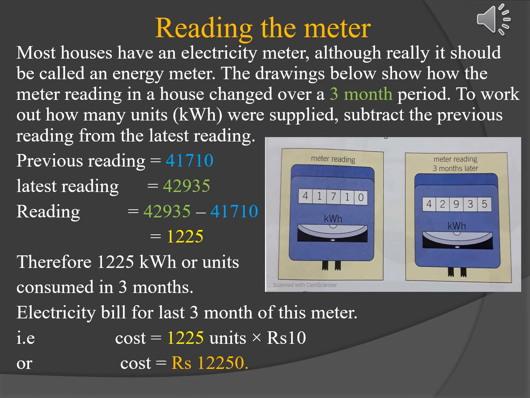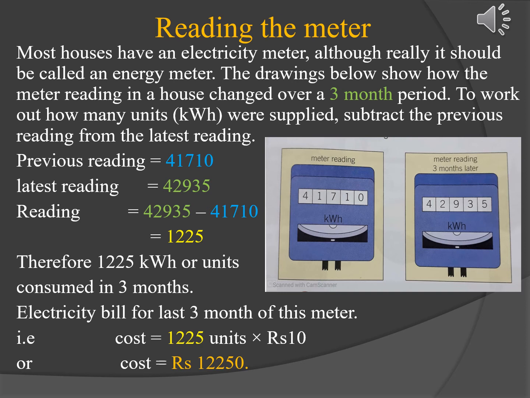Reading the meter. Dear students, I hope you have noticed the reading of electricity meter, fitted outside of your house. Most houses have an electricity meter, although really it should be called an energy meter. The drawings below show how the meter reading in a house changed over a 3-month period. To work out how many units, kilowatt-hours, were supplied, subtract the previous reading from the latest reading.